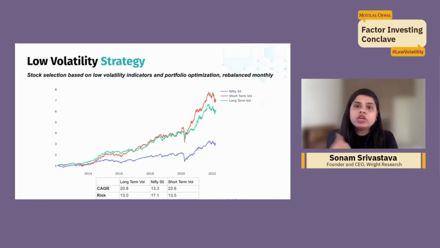So even during the 2020 crash, this basket of low volatility stocks only gave a 20% drawdown when the overall market gave you a 37% drawdown, which is really interesting, right? Because in that massive crash, even then, these stocks on their own saved so much on the drawdown.